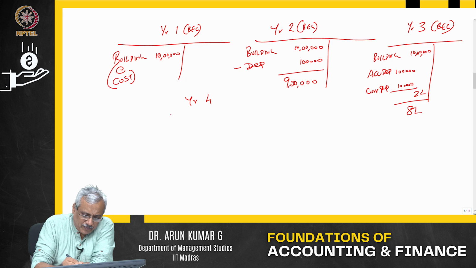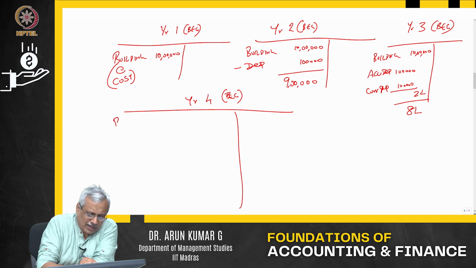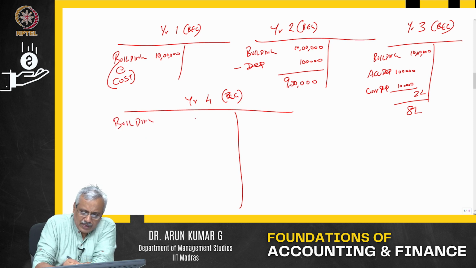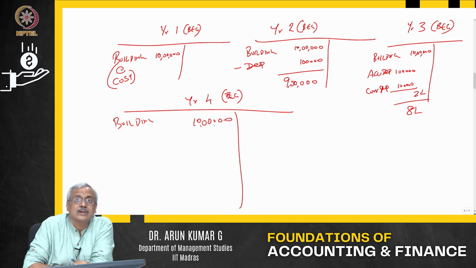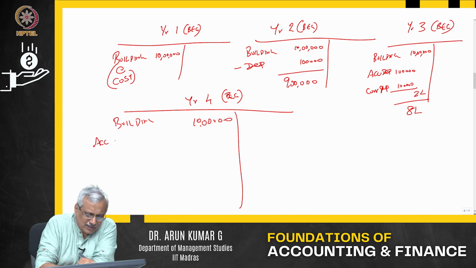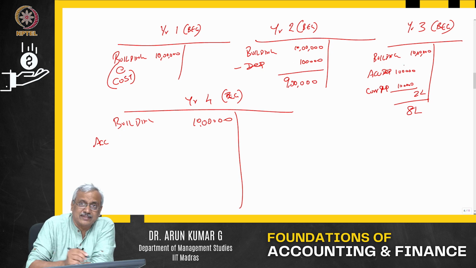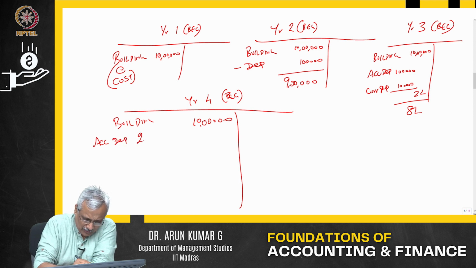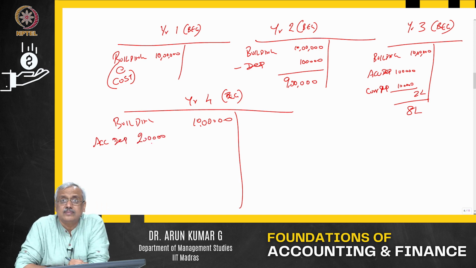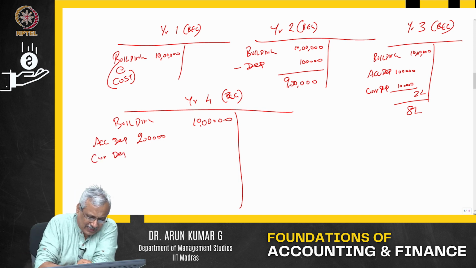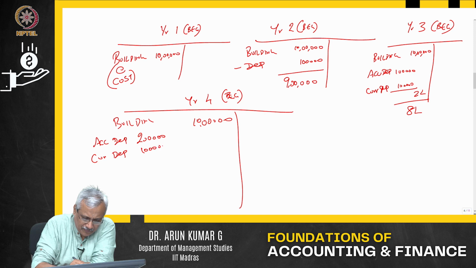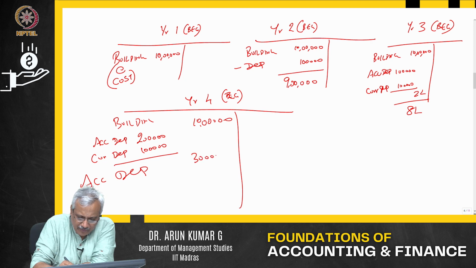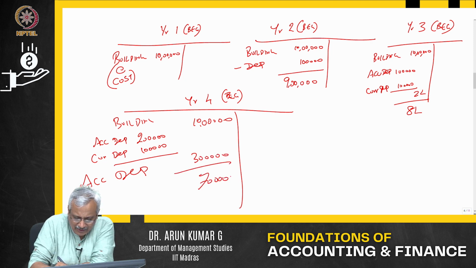Year 4 beginning again, my building is 10 lakhs. Depreciation accumulated in the first 2 years, year 1 to year 2, year 2 to year 3, the accumulated depreciation is 2 lakhs. Current depreciation for the current year, 3rd to 4th year, 1 lakh. Total accumulated depreciation on the machine, 3 lakhs. So, 7 lakhs is the value of the machine.